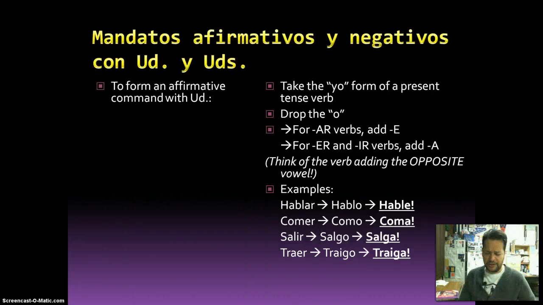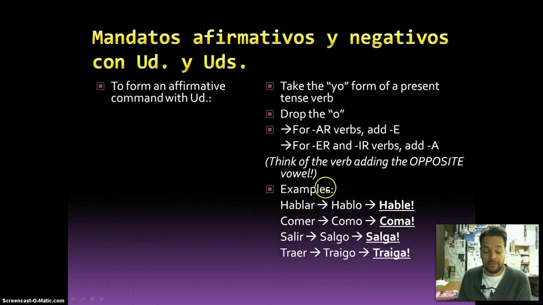So let's recap the whole thing, but this time with option number 2. To form an affirmative command with usted, here's option number 2. Take the yo form of a present tense verb. Let's take hablar, and let's turn that into yo hablo, because that's what it turns into, hablo. Second step, drop the O. Okay, so now we just have HABL. Now, for AR ending verbs, you're going to have to add an E. And for ER and IR ending verbs, you're going to have to add an A. So again, kind of like negative tú commands, you're going to have to think about putting the opposite vowel that you would have originally when you're conjugating it.